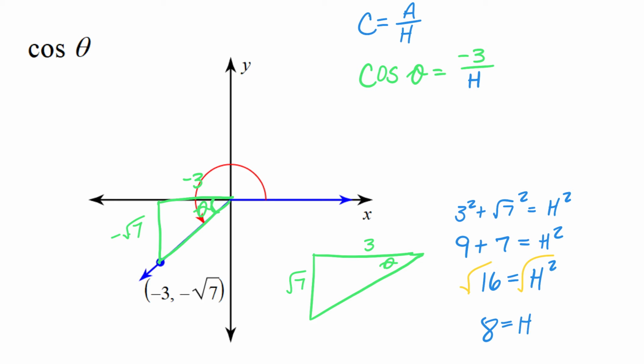And as you can see, when we had this at the top, that's the only part that we were missing. So the cosine of our angle theta is equal to -3 over 8. And we keep that negative sign because the x was negative. But just remember, the hypotenuse is not a negative value.